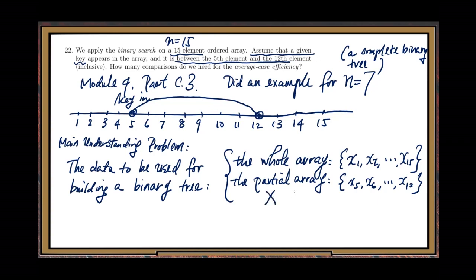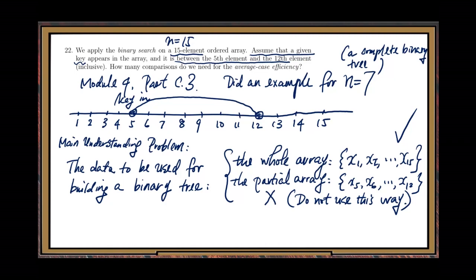Do not use this way. The first is what is correct. The whole array is correct for constructing the binary tree. Why? Let me explain it.